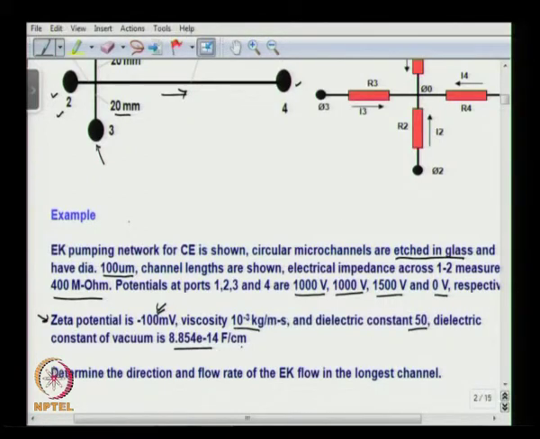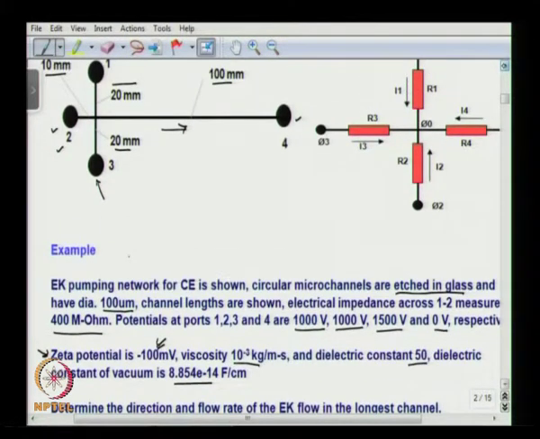Now we are interested to know the direction and flow rate of electrokinetic flow in the longest channel. So we are interested to know in which direction the electrokinetic flow is going to occur in the long channel and what is going to be the flow rate. Now, how do we solve this?